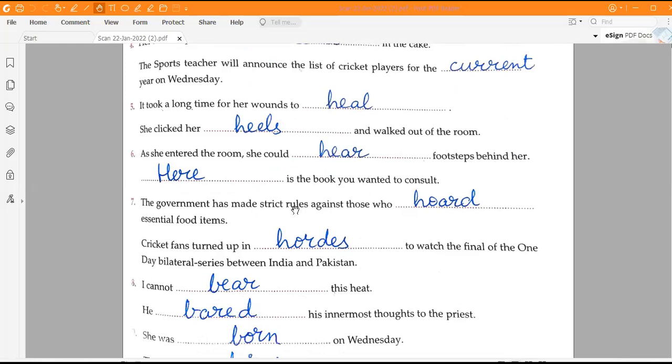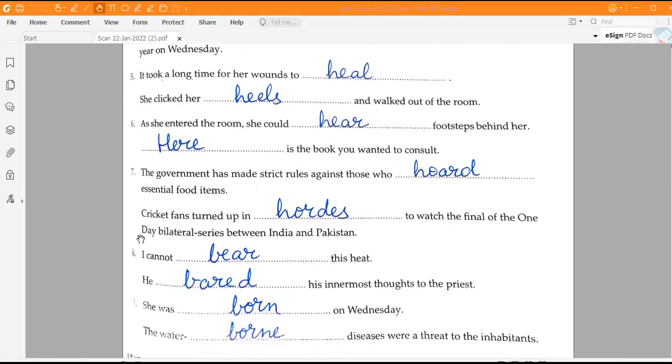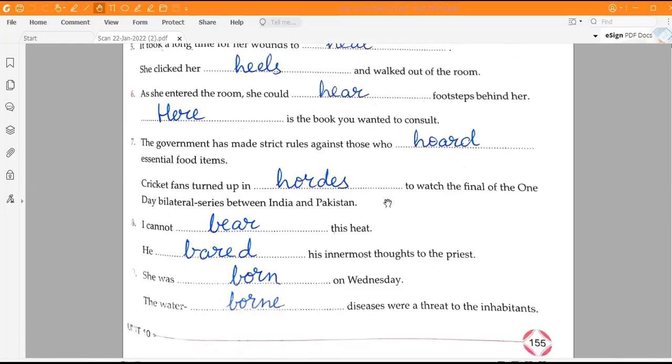The government has made strict rules against those who hoard essential food items, H-O-A-R-D. Cricket fans turned up in hordes, H-O-R-D-E-S, to watch the final of the one-day bilateral series between India and Pakistan.